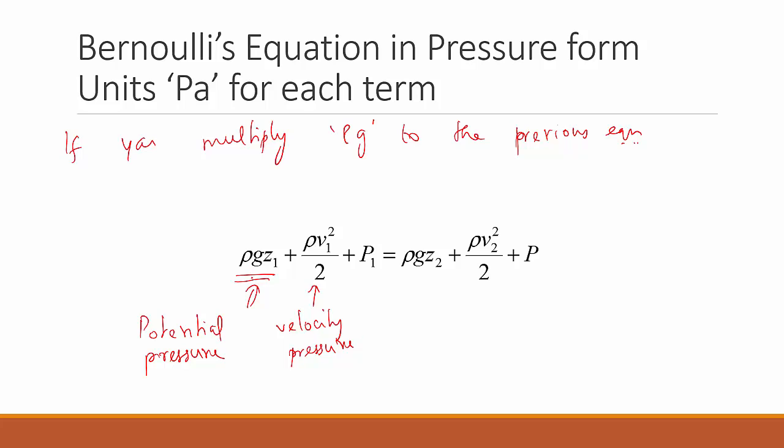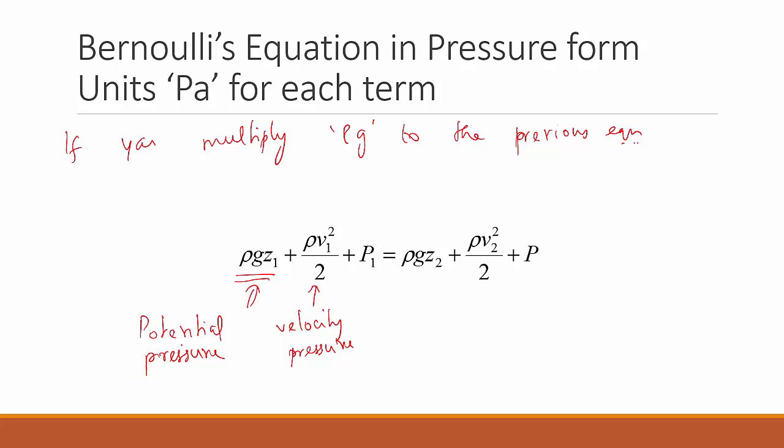And if you look here, the pressure is equal to rho gz. We studied earlier, right? Rho gh, right? So if you have a height of a liquid column and want to convert it to Pascal, pressure is equal to rho gz. That's the potential pressure. So you need to be aware of this.